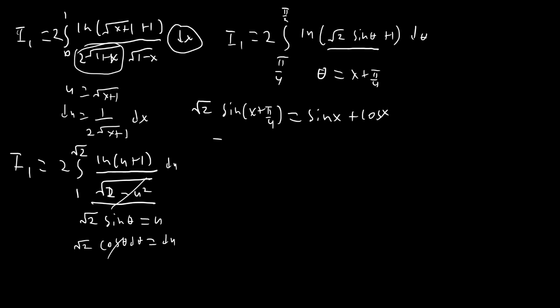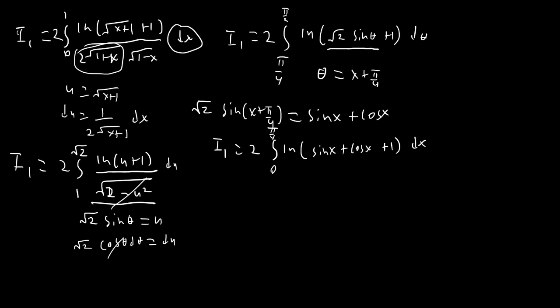So we're going to get I1 equals 2 times the integral from, now we're going, d theta of course equals dx, so we don't have to worry about that. We're going to be integrating now from 0 to pi over 4. And we're going to get natural log, and now we have square root 2 sine x plus pi over 4, so that's just going to be sine x plus cosine x plus 1 dx.